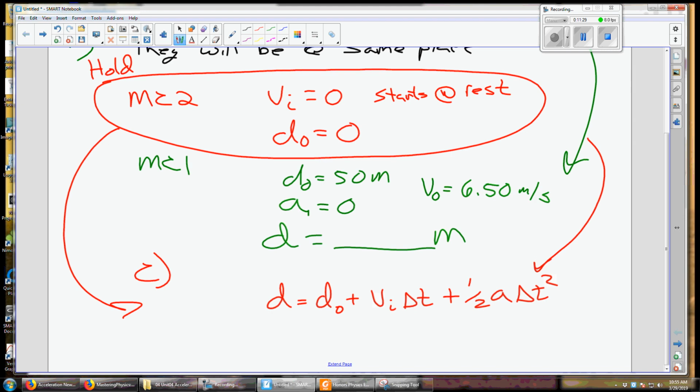My V naught now is 0. My D naught is 0. I know my D from my previous part. And the only thing I have left to solve for is A. And then my units are working out also. I have meters and seconds and everything like that. So now I'll get my A, and that will be in meters per second per second.